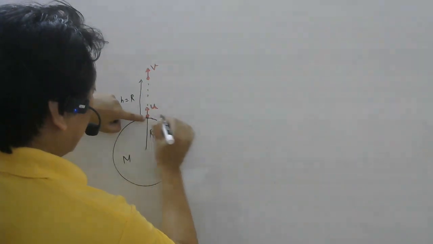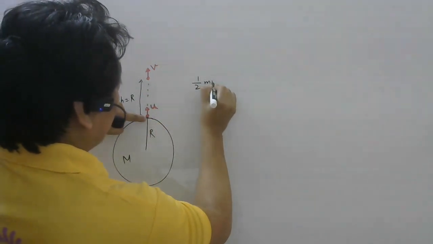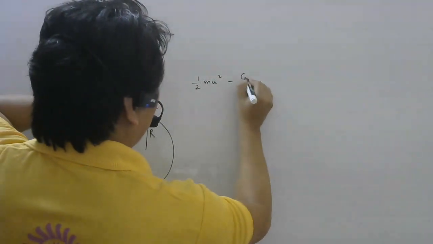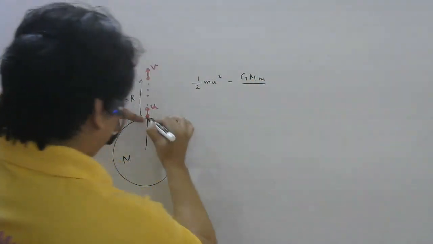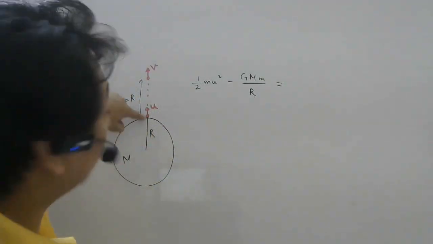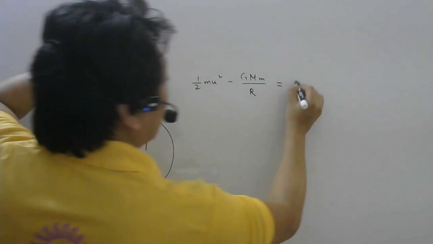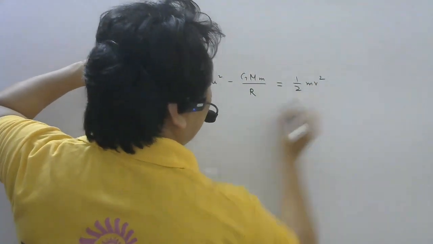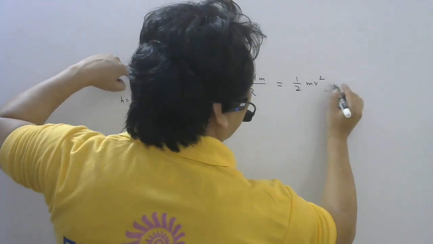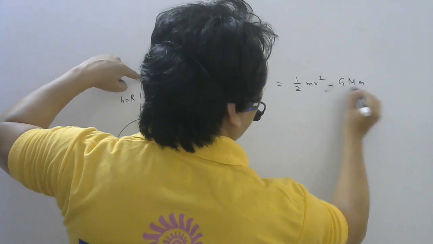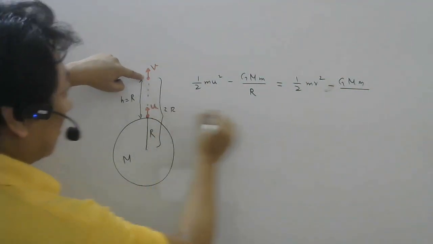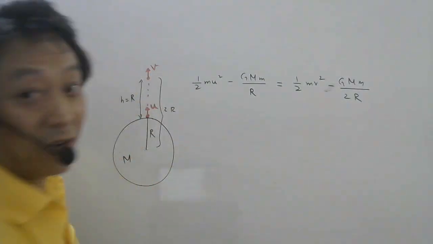So what is the kinetic energy here? Half m u square. What is potential energy here? Minus G M m by center to center distance, which is capital R. That should be equal to kinetic energy here, which is half m v square, plus potential energy here, but potential energy is minus, so minus G M m by center to center distance, which is how much here? 2R. Right? So let us calculate V.